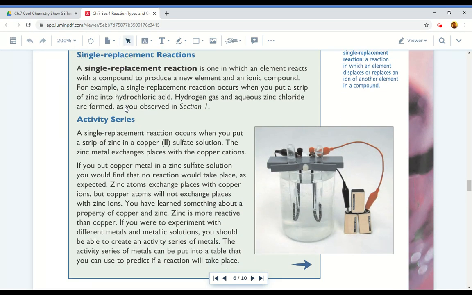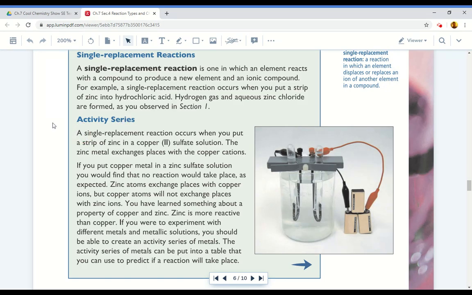Single replacement reactions. A single replacement reaction is one in which an element reacts with a compound to produce a new element and an ionic compound. For example, a single replacement reaction occurs when you put a strip of zinc into hydrochloric acid. Hydrogen gas and aqueous zinc chloride are formed, as you observed in section 1.